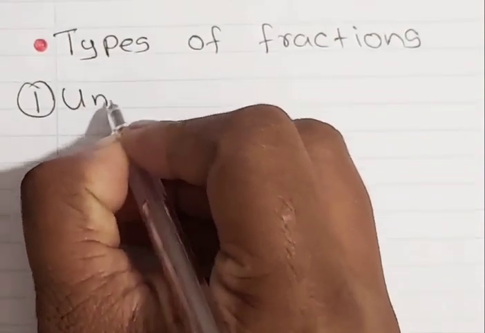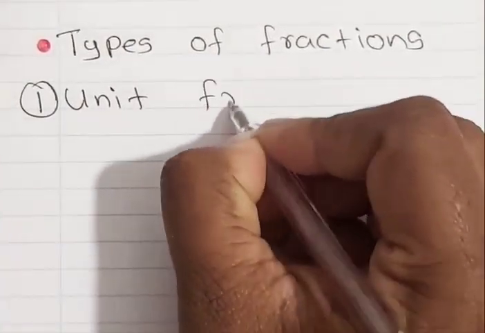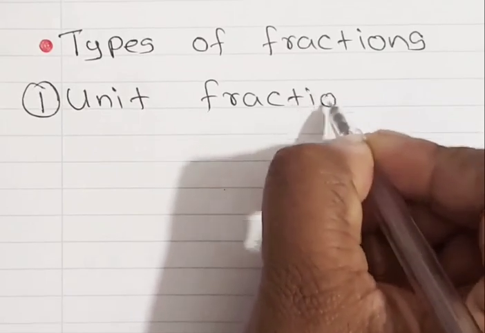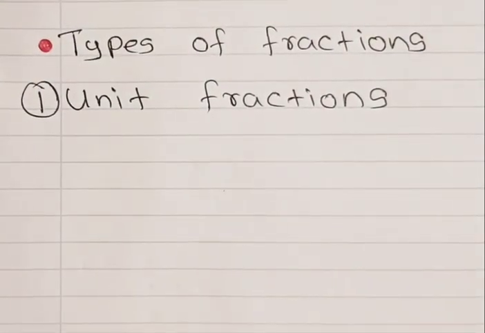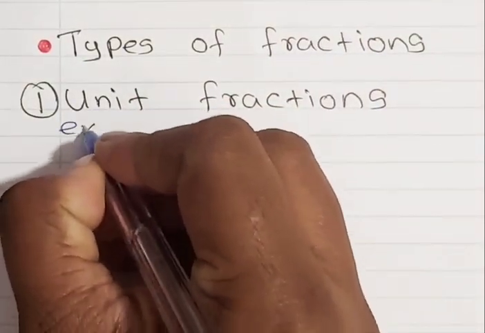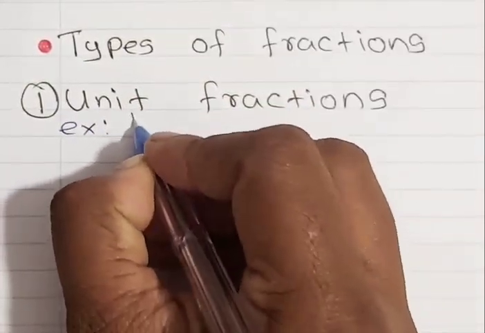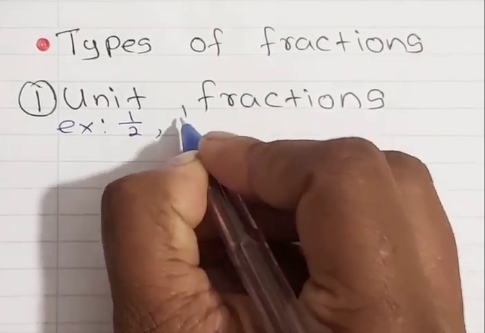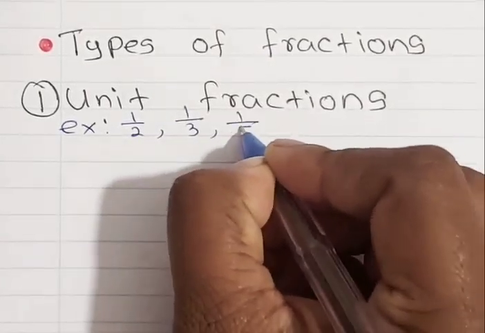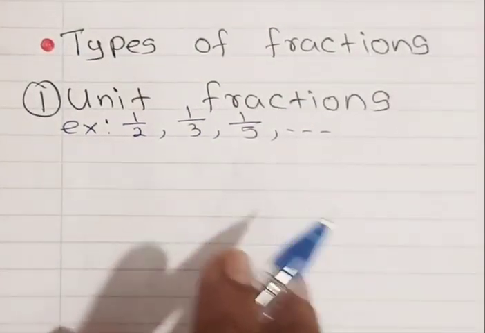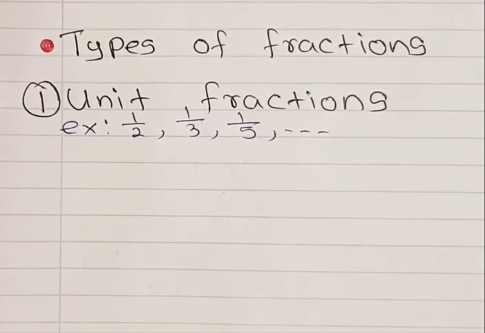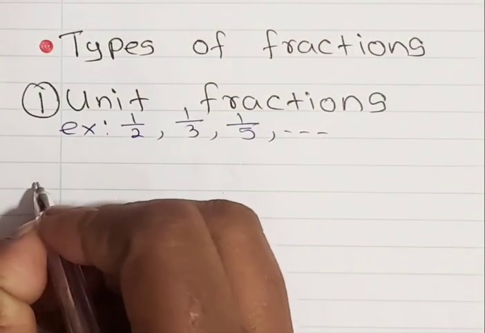unit fractions, right? Unit fractions. And you need to know about that. Unit fractions means if the numerator value equals 1, that is called a unit fraction. So I can write down like 1/2, 1/3 and 1/5, and we can get more like that, okay, but 3 examples are enough. Then after that we can go for the second one, Lamai.